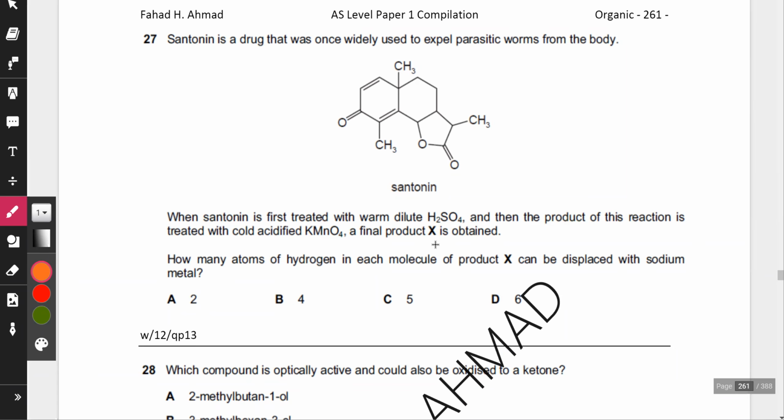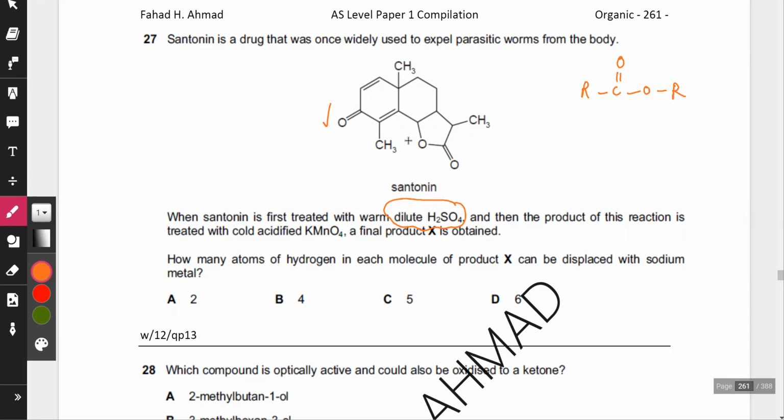Starting with the first thing, what would dilute H2SO4 and heating do? You're going to notice that it has a ketone. Then there are alkene groups. And what is this? This is an ester, a C double bond O and an O in the middle of the chain.